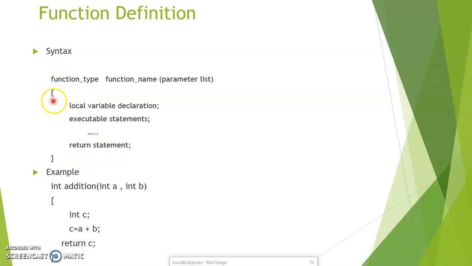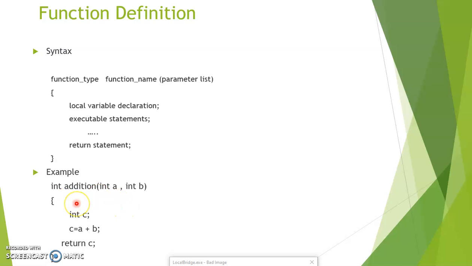Function definition, you have to write in opening and closing braces. Means function definition is what your function is doing. Whatever is your requirement, you write it in the function definition. See, this is an example of a function definition.